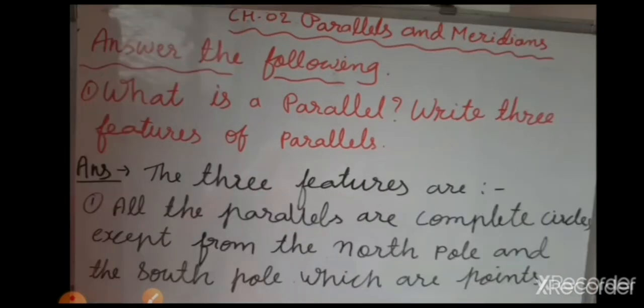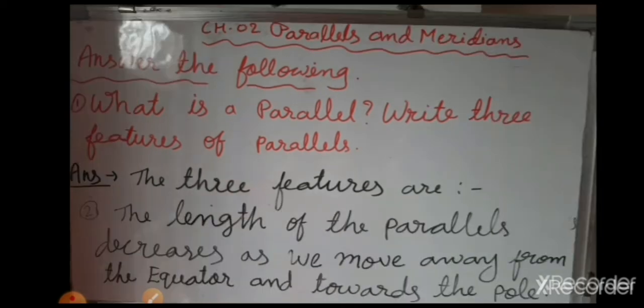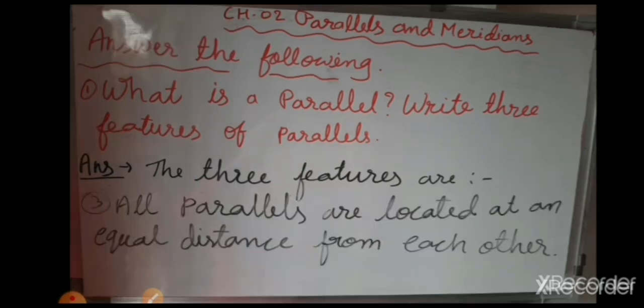The 3 features are: first, all the parallels are complete circles except the North Pole and the South Pole, which are points. Second, the length of the parallels decreases as we move away from the equator and toward the poles. Third, all parallels are located at an equal distance from each other.